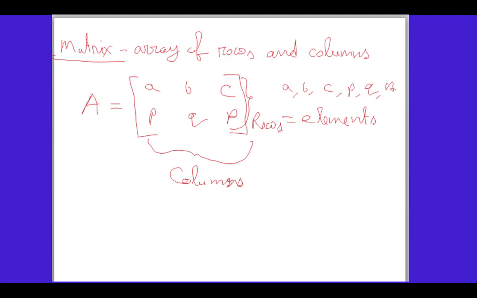In a matrix there are rows and columns. This is the first row, this is the second row. This is the first column, this is the second column, this is the third column. So this is the definition of a matrix: an array of rows and columns.